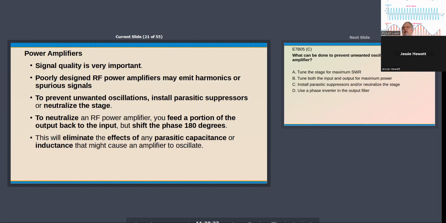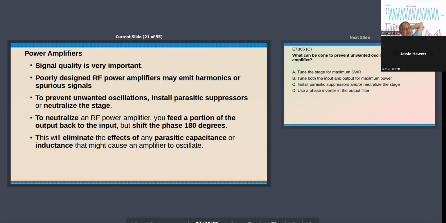Okay, for power amplifiers, quality is important. If they're not designed right, you can get a lot of harmonics. Things like the power amplifier in the Baofeng handheld, which supposedly has been fixed, but they put out a lot of harmonics initially. You can install parasitic suppressors. And what do we call those? Ferrite beads, right?